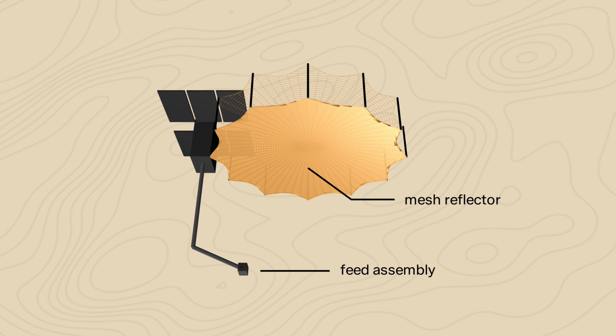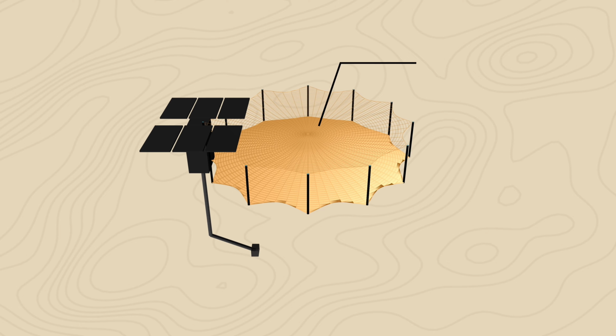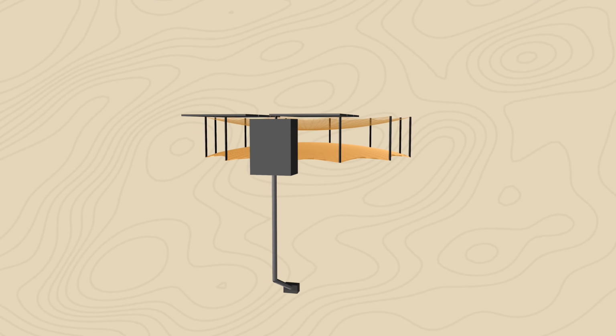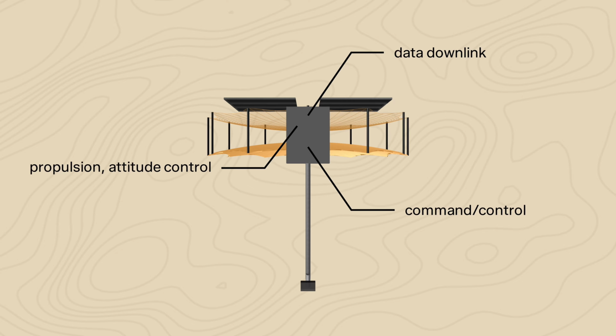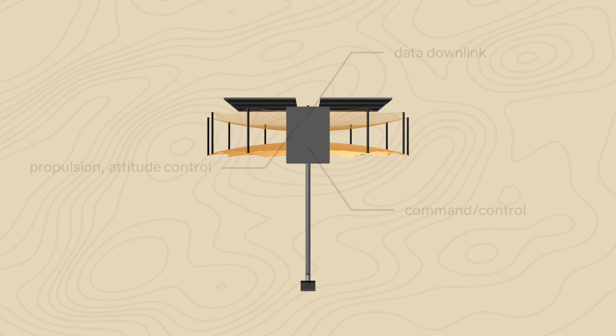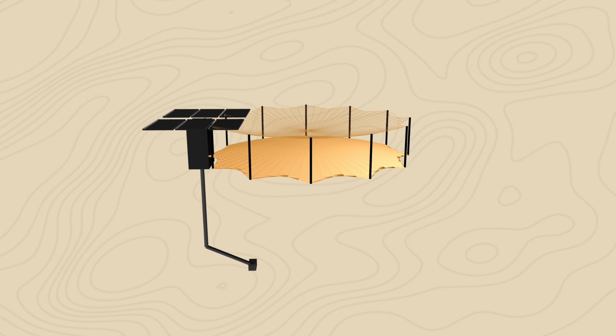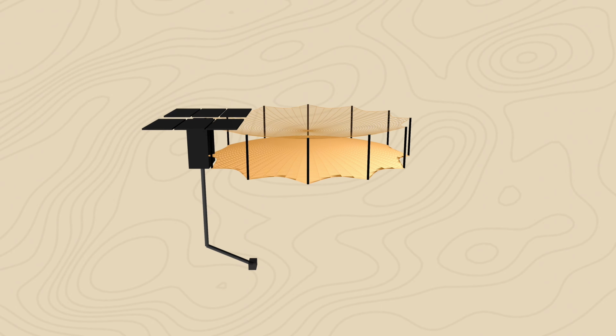On top, the mesh is held in place by a net, and next to it there's a solar array, which powers the feed assembly and some other utilities to move the satellite in space, send data to other satellites or down to Earth, and receive commands for tasking images. The SAR satellite takes images by sending out pulses of microwaves to Earth and recording the echo.